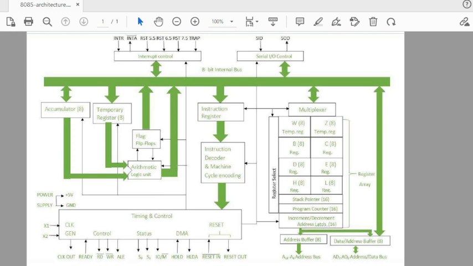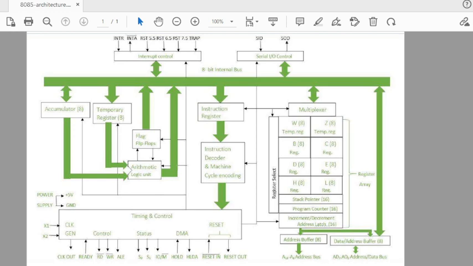Then there are DMA signals, HOLD and HLDA. DMA is direct memory access. DMA means direct memory access. You know how DMA works: through DMA we transfer the data from memory directly to the peripherals without the interference of the microprocessor. So HOLD and HLDA are the DMA signals. Now I am going in brief, otherwise the video will be too long.